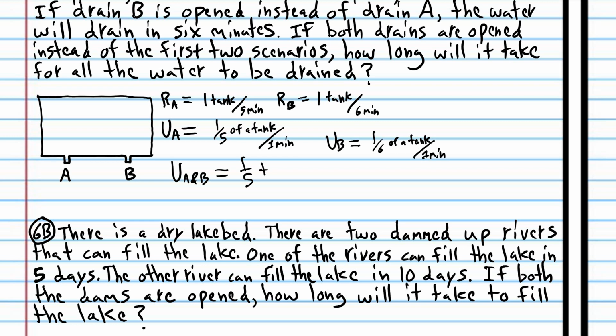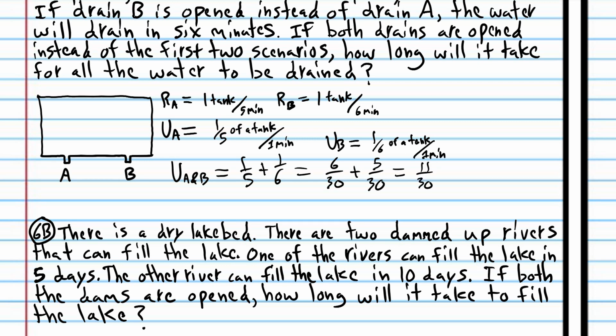So 1/5 plus 1/6. We're trying to add fractions, but we can't add them because they don't have the same denominator. They're counting different size pieces. So you have to multiply both sides of this fraction by 6 to get 6/30, and multiply both sides of this fraction by 5 to get 5/30. Now we can add those up. 6/30 plus 5/30 is 11/30.